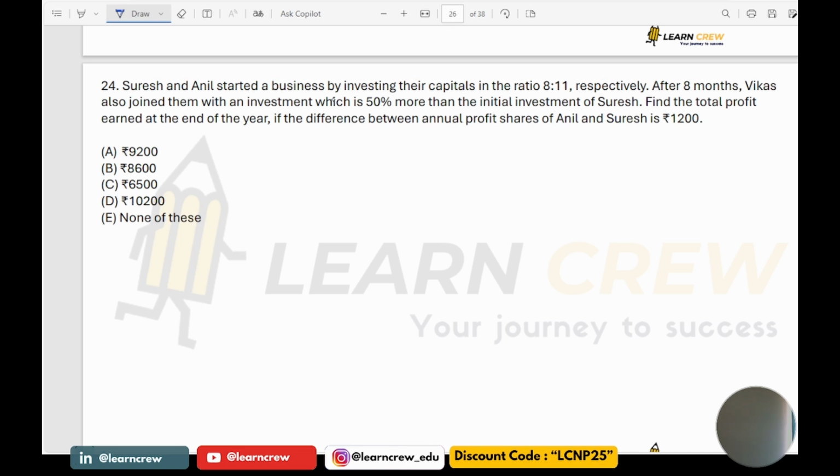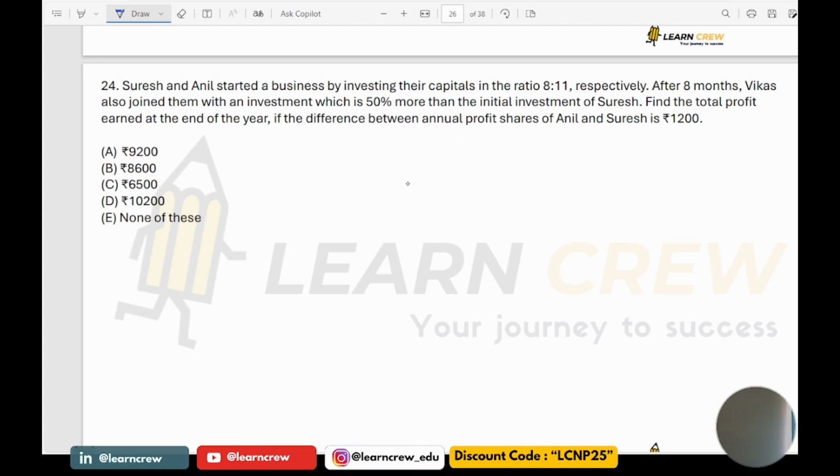Suresh and Anil started a business by investing their capitals in the ratio 8:11. After 8 months, Vikas also joined them with an investment which is 50% more than initial investments of Suresh. Find the total profit earned at the end of the year. The difference between annual profit shares of Anil and Suresh is 1200.